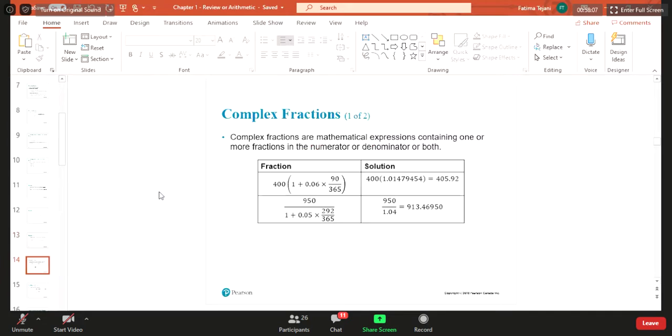Okay, now let's do some complex fractions, okay? Complex fractions are mathematical expressions containing one or more fractions in the numerator or the denominator or both. Now let's try to solve the first one, okay? 400 divided by 400 times this one. This fraction, let's try to calculate it.